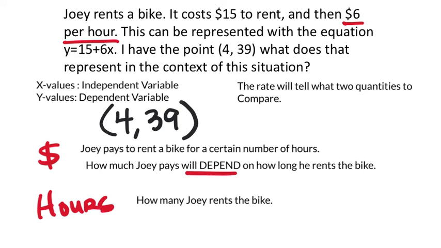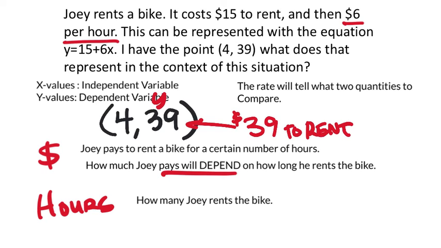Which means that right here, if we look at the ordered pair (4, 39), remember, how much he pays will depend, that's our y value, and our y value here is 39. That means that the 39 right there is $39 to rent the bike. That would be total, by the way. And then the hours, that's just how long he's going to actually rent the bike. That has to be the other one right there, hours. And usually it does happen in this order. You'll say, well, we got to figure out which one depends on the other one. And we found out that the dollars will depend on how many hours Joey rents this bike.